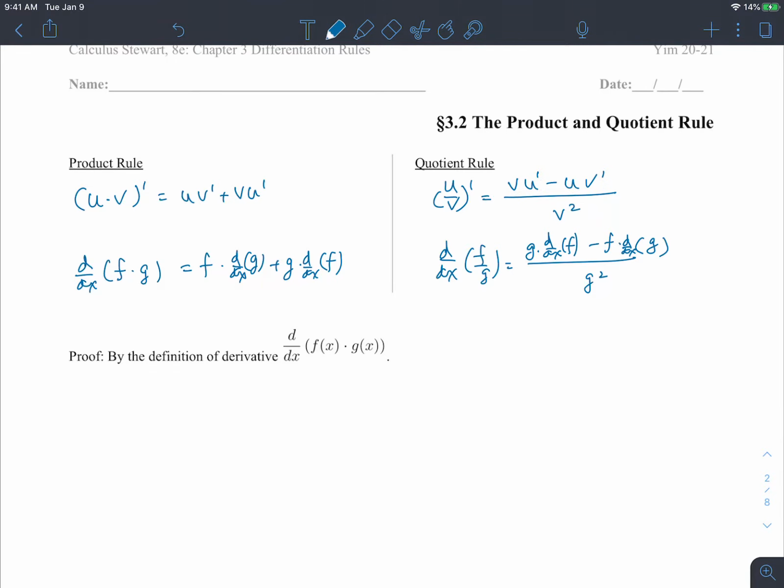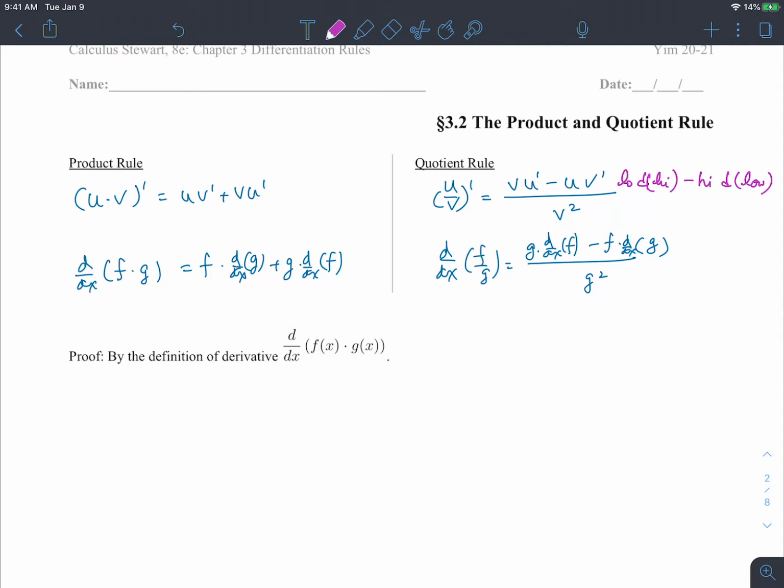So that's me, but I've heard people say, because trying to memorize this could be a little rough if it hasn't been committed to your brain already. So what some people may say is, note that V is the denominator, or g, and U, or the f, is the numerator. That's the high side, denominator is on the low side, right? So they might say something like low d high minus high d low. Right. Low d high minus high d low.